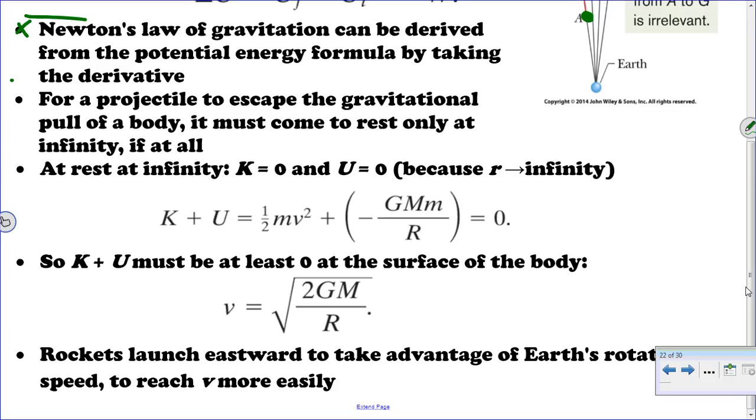Okay, now, escape velocity. So escape velocity, do you guys know what escape velocity is? Somebody tell me what escape velocity is. Velocity at which you can escape the gravitational pull. Okay, with one condition. Sort of. So does that mean that every time we send a satellite out into space, it has a velocity greater than escape velocity?